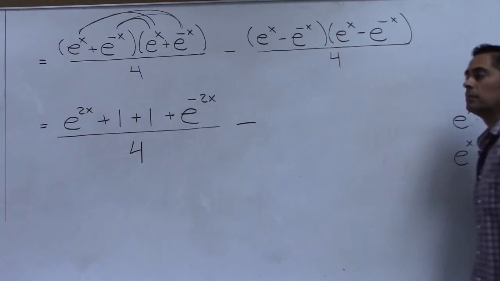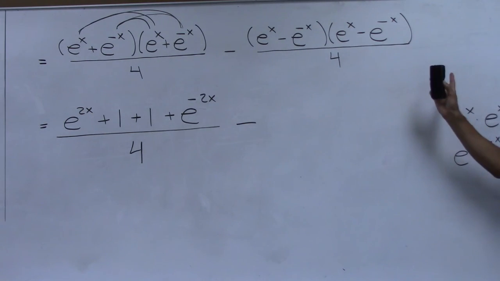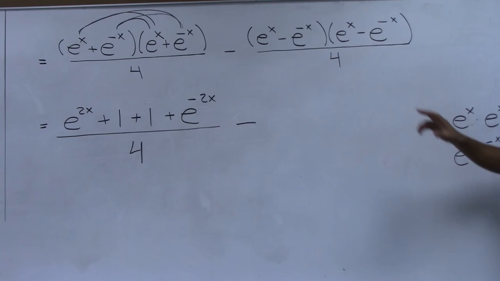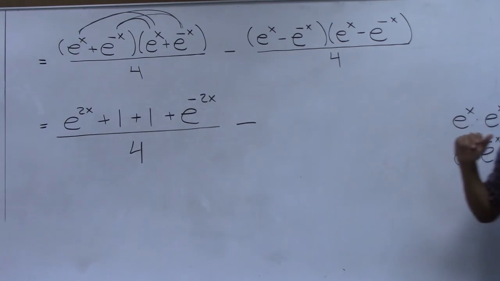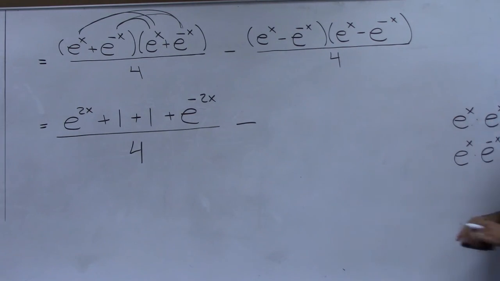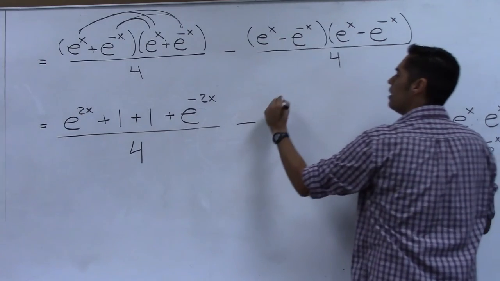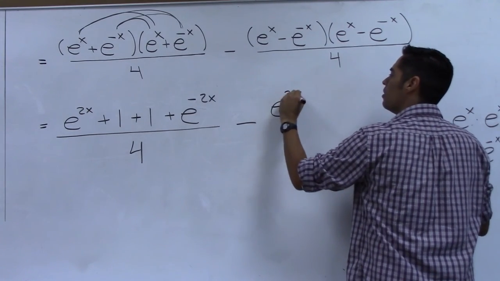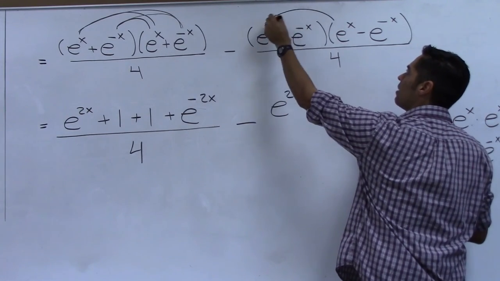Minus. Now do the same game here. The only difference is that we have minus and minus there, right? That's going to change some things here. The first multiplication I get is still e to the 2x. What's the next one?